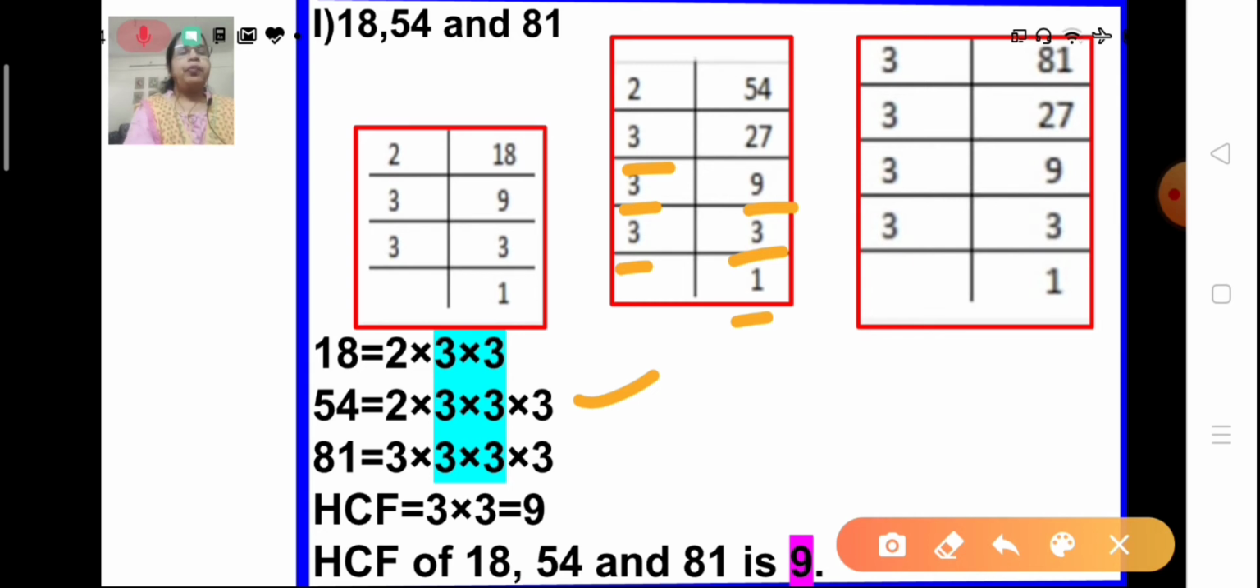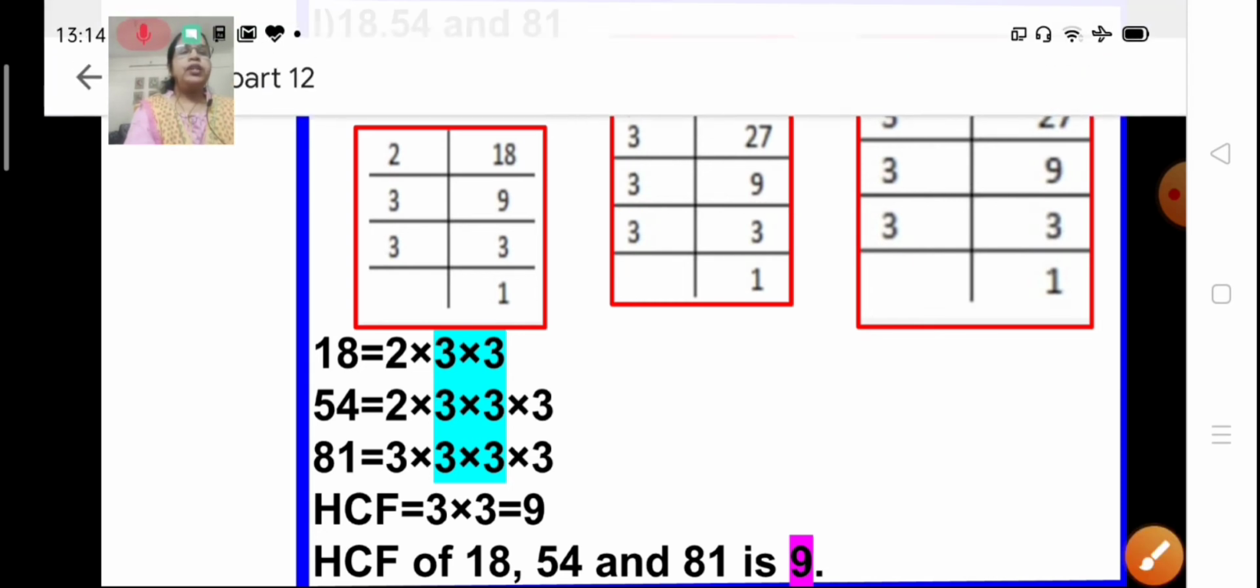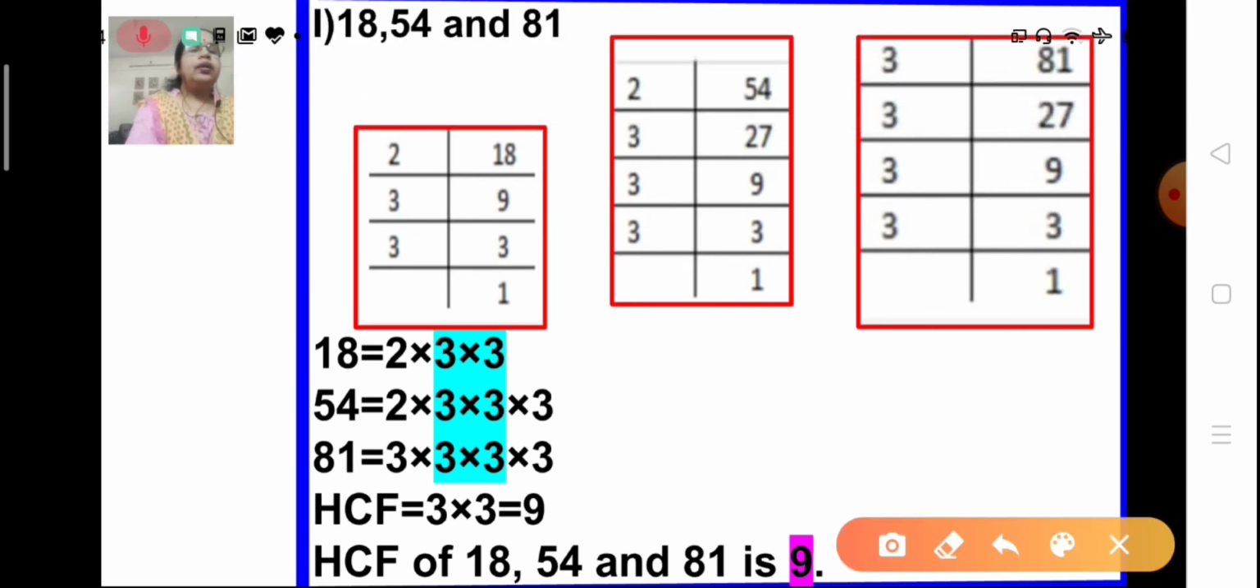Similarly, the prime factorization of 81 is also done. 81 is divisible by 3. 3 2s are 6 and 3 7s are 21. Again 27 is divisible by 3. 3 9s are 27. Again 9 is divisible by 3. 3 3s are 9. And 3 is divisible by itself. 3 1s are 3. So what is the prime factorization of 81? It is 3 into 3 into 3 into 3.